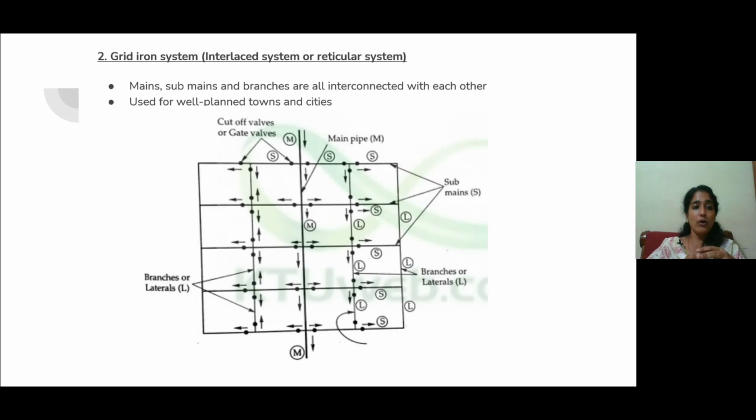This is a figure of a gridiron system. In this system, you can see the center pipe as main, and all the horizontal pipes are submains, and from the submains laterals are provided, and from the laterals the service connections are given. All the pipes are interconnected so that if there is any breakage or repair or maintenance work in any line, then that cutoff valve will be operated and the water supply will be given through another route.